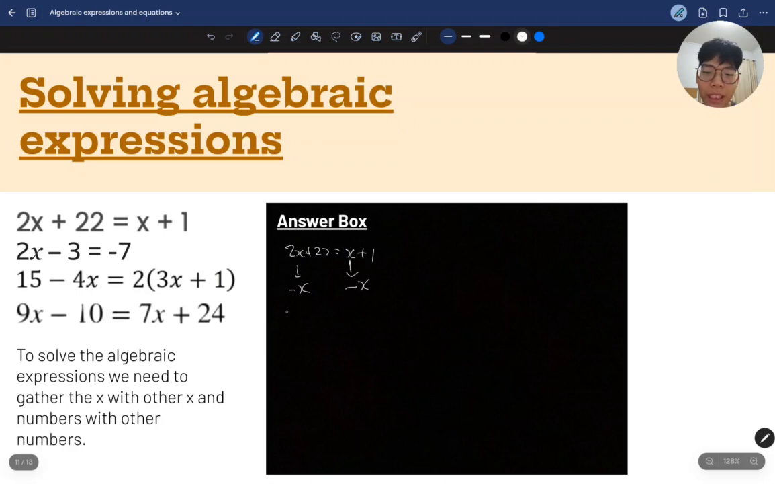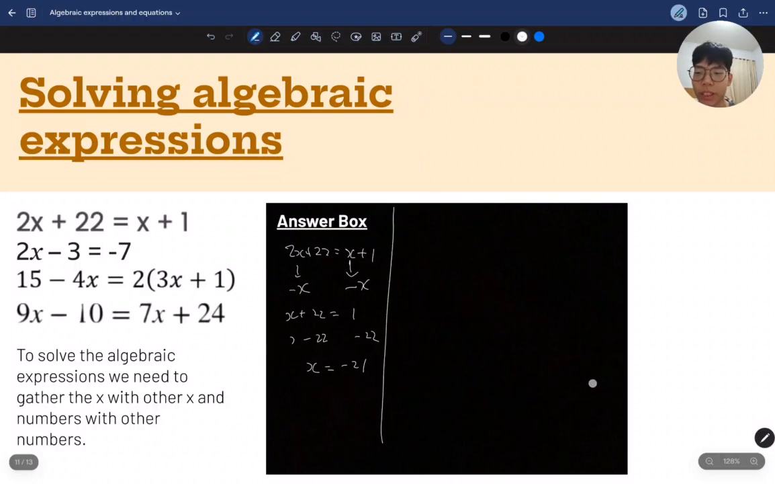If we do minus x on both sides, it's going to be x plus 22 equals 1. But as I have described, the numbers should go with numbers and the variables should go with variables. Since 22 and 1 are numbers, we should move the 22 now. How do we get rid of 22? We can do it by minus 22 on both sides. If we do that, it's going to be x equals negative 21. Simple as that. I will do the next 2 questions and you should do the last question.